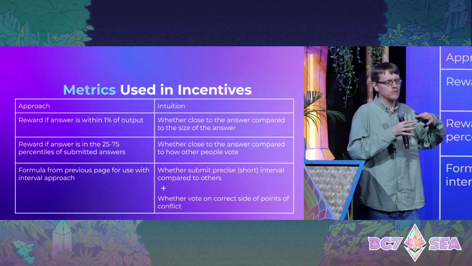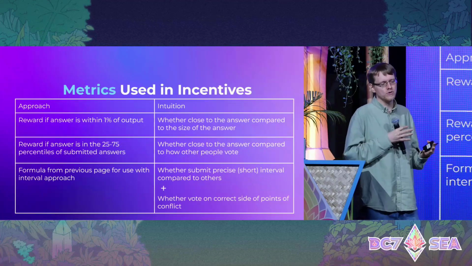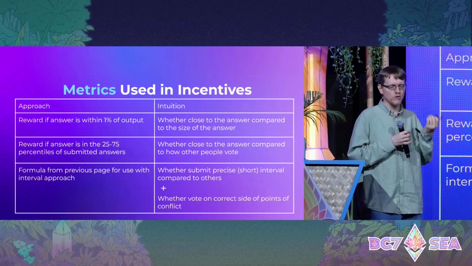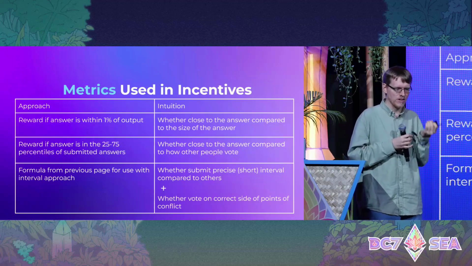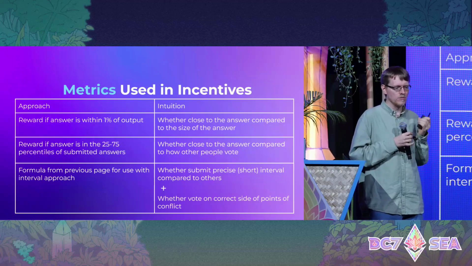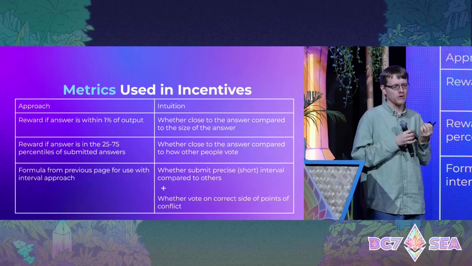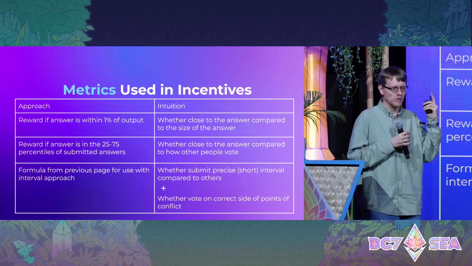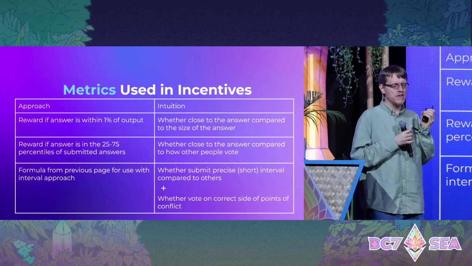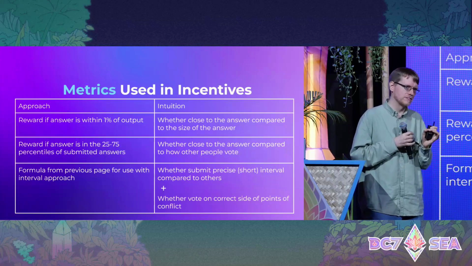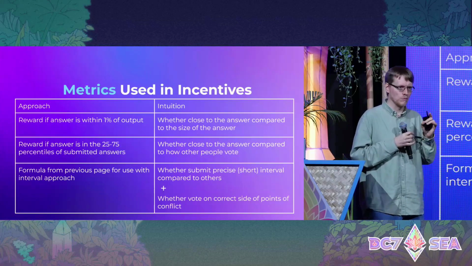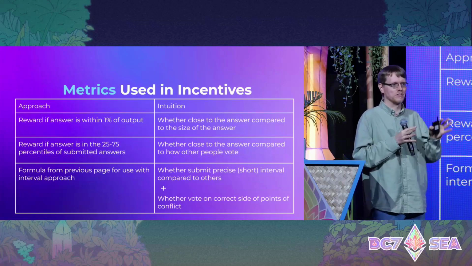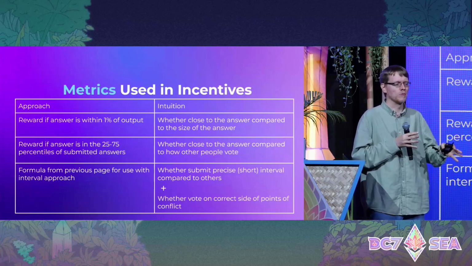And then, to summarize the three different metrics that people have used that we've looked at: there's the notion of being close as a percentage of the output. There is a notion of being close if you're closer than other people. These are different things. And then there's that crazy formula from the different page, which is about being on the right side of points of conflict, so sort of being close when it matters. If everybody kind of agreed, it doesn't matter so much, and the formula doesn't care as much about how you voted.